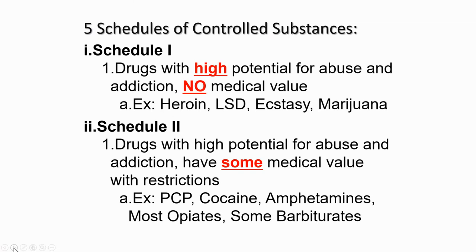What are the 5 schedules of controlled substances? So remember, these are different classifications. So you could say classification 1, but we're talking about schedule 1, same thing. These are drugs that were considered to have high potential for abuse and addiction and considered to have no medical value. And examples of this were heroin, LSD, ecstasy, and marijuana. And so we're seeing today, and even before then, marijuana was used as medicine.